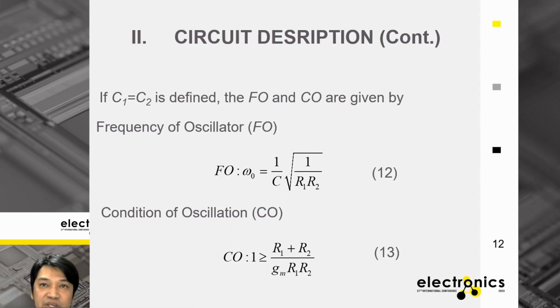By utilizing equations number 12 and 13, the FO can be controlled separately from the CO by utilizing C1 and C2. Additionally, equation number 13 contains gm, which can set the condition of oscillation in a manner that is controlled independently from the FO as well.